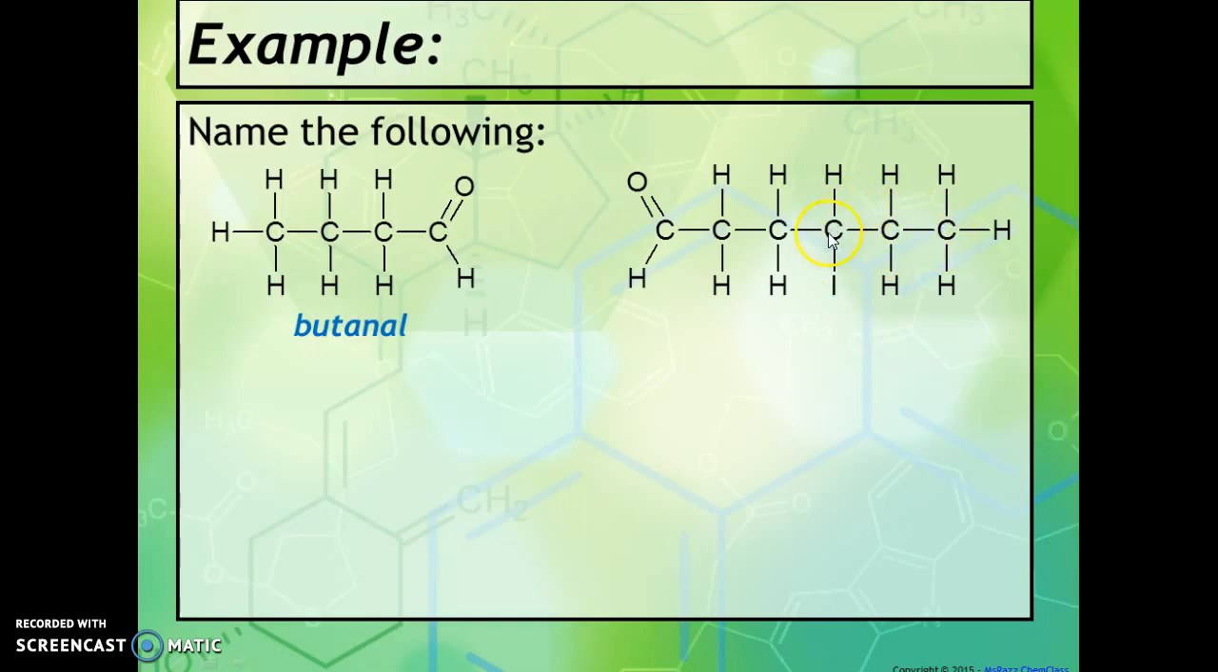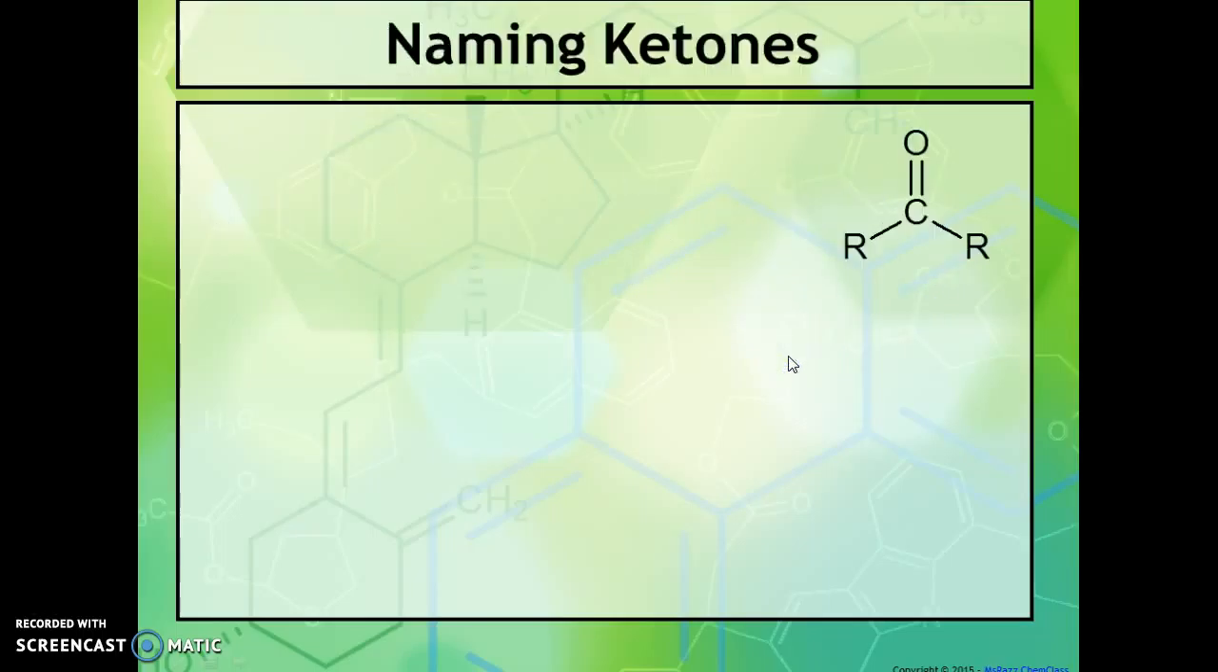Okay, how about this one? It's 1, 2, 3, 4, 5, 6 long. 6 would be hexane, so we're going to change it to hexanal, but we have something else here we have to account for. Don't forget this little iodine. It is considered to be on the 4th carbon. We started from this end because that's where our aldehyde is. If we started here, it would have been 3, but technically we should start from where our aldehyde is. So it's on the 4th one, so we're going to have 4-iodohexanal. Pretty easy.